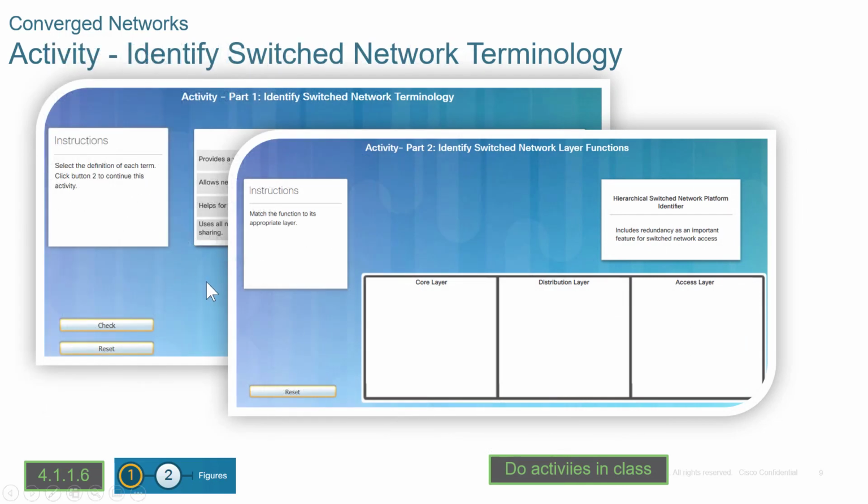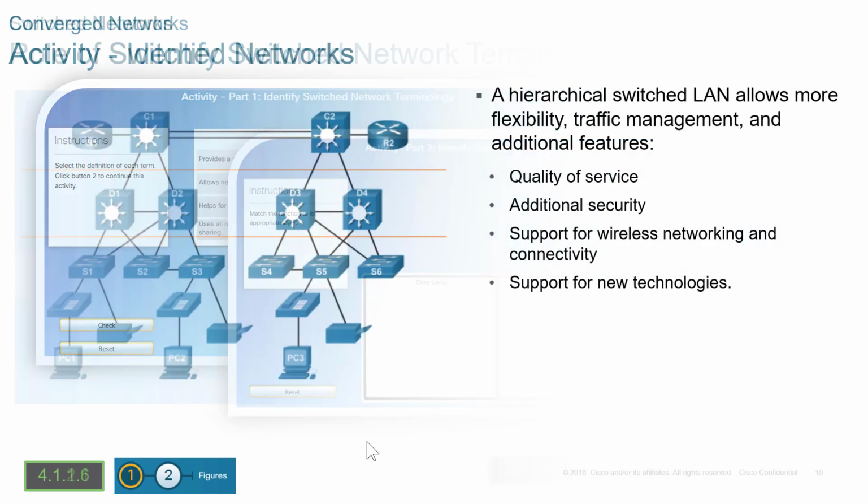So there are some drag and drops here. This activity, part 1 on button 1 is pretty straightforward. Activity part 2, identify switched network layer functions. You will have to do this multiple times to get a good feel for which is the core layer, which is the distribution layer, and which is the access layer. So I recommend you do this. You hit reset, you do it again, you hit reset, you do it again. Do this at least 5 or 6 times. This one's pretty straightforward, number 1. So make sure you do those activities.